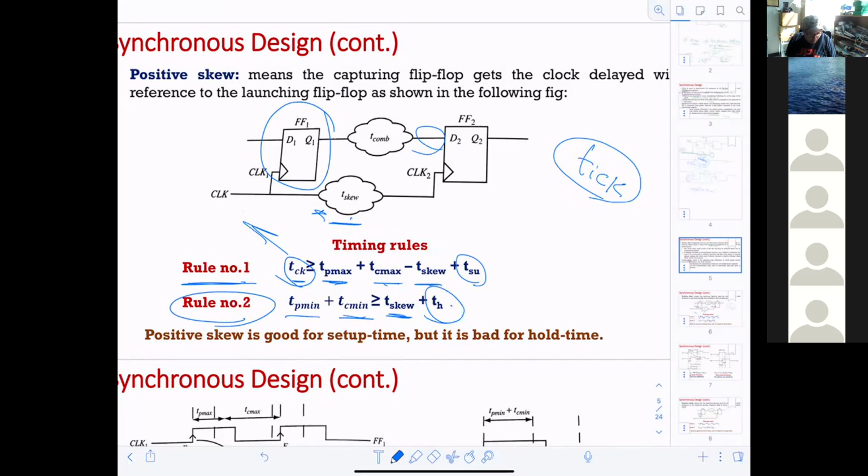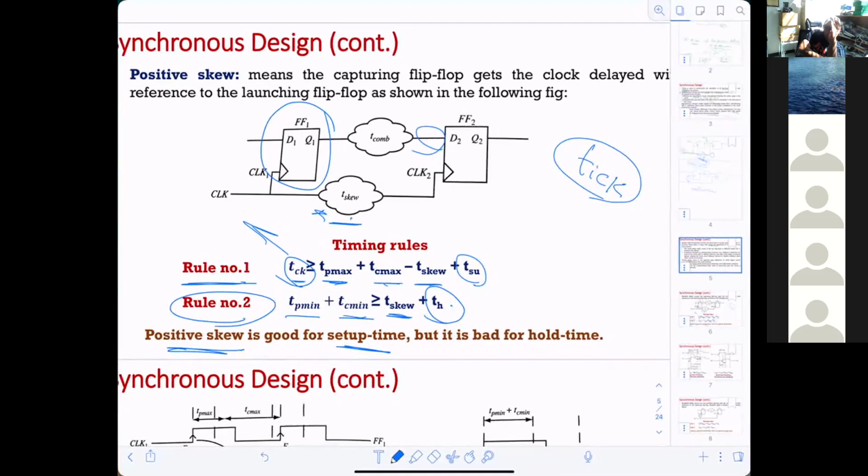Okay? Some observations, we're going to get to it, but you need to learn. What are those? Positive skew is good for the setup time. Why? Because it will increase the size of the setup time. But it will take from the hold time. That makes sense? Do you remember?